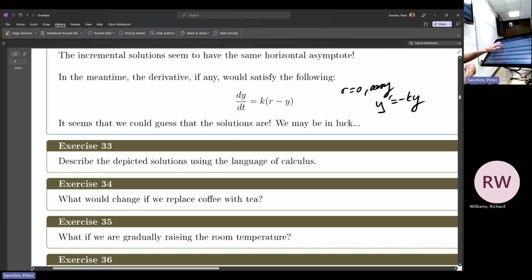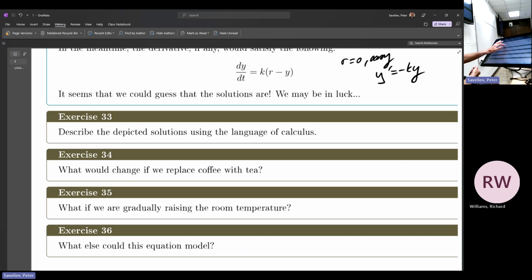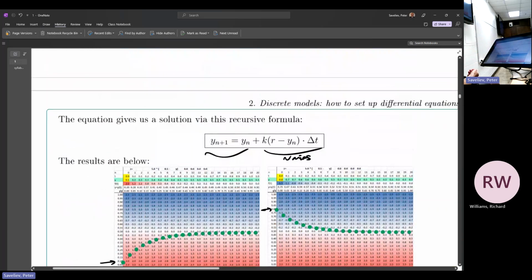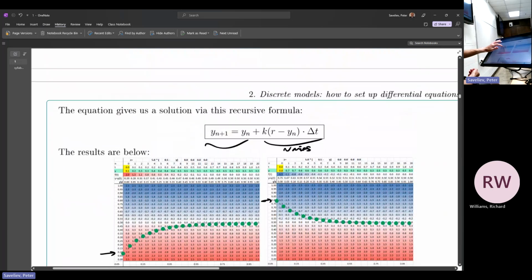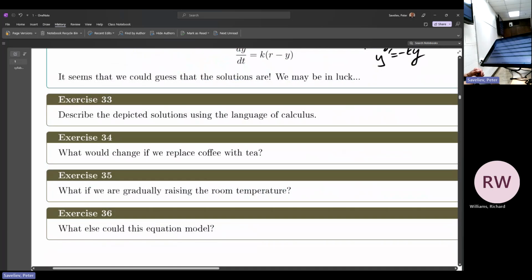So I want you to see that modifying these models, once a basic model is written, is very easy, and the simulations are very easy to produce because the formula is still the same. I can modify it here. For example, it's very easy if that's the question here, number 35. What if we are gradually raising the room temperature? What's going to happen?